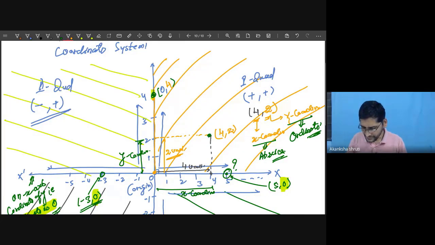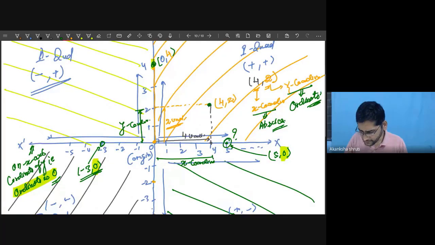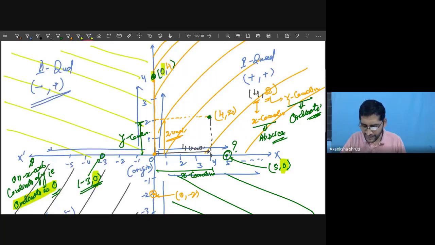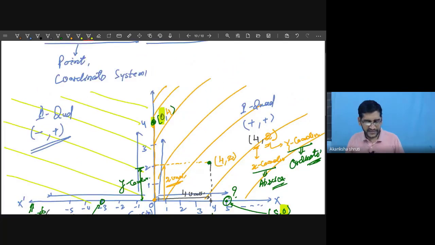Whether you take any point like this point also, what will be the coordinate of this point, -2 on the y-axis? It will be 0, -2. So here we are observing the point on the y-axis, its x coordinate is 0. Getting? So that is the other notable thing.